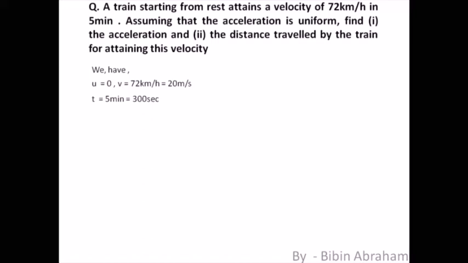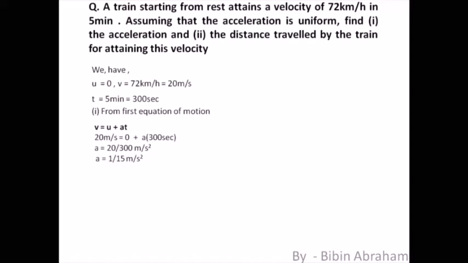I have to find out the value of acceleration. Now think about all the relations in which I have u, I have v, I have t, and I have a. Yes, remember the first equation of motion. First equation of motion was v is equal to u plus at, right? Let me write the first equation of motion, v is equal to u plus at. So I know my v, I know my u, I know my t. All I have to do is find out the value of a, right?